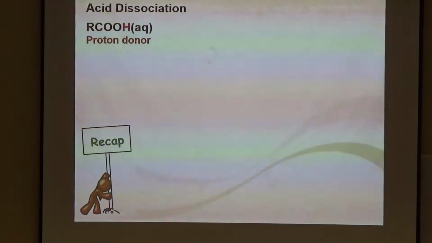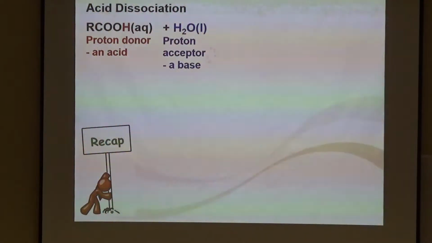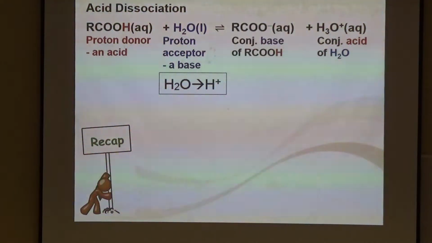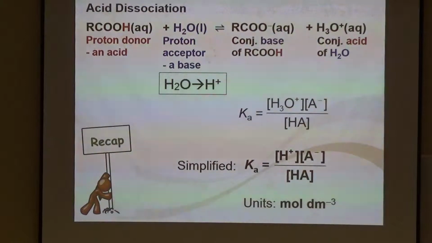Now, just to recap. If you have an acid, it will be a proton donor. That's what we call acid. In this case, the water is the proton acceptor, so it's the base. And then you get the conjugate acid, which is the RCOOH2 plus, and then the conjugate base, which is the RCOO minus. So Ka expression, and that is the simplified Ka.